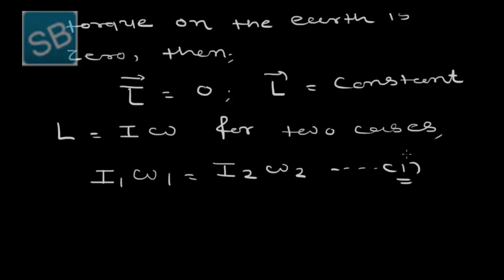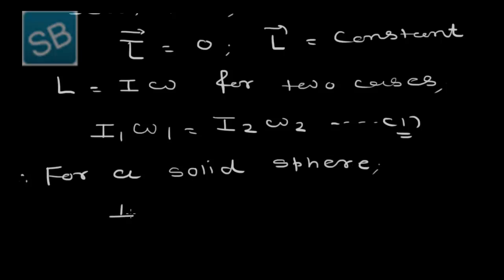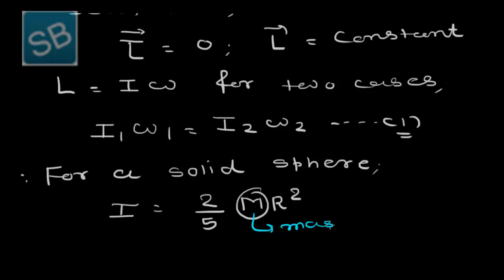Now, for the solid sphere, if you want to find out the value of moment of inertia, I is equals to 2 by 5 m r square, and this is about its diameter, where here m is equals to the mass of the sphere, and this r refers for the radius of the sphere.